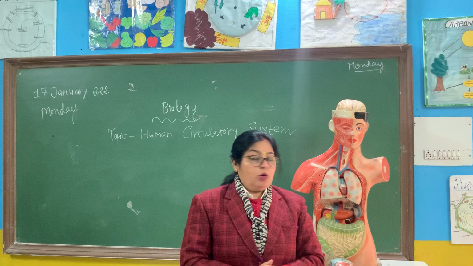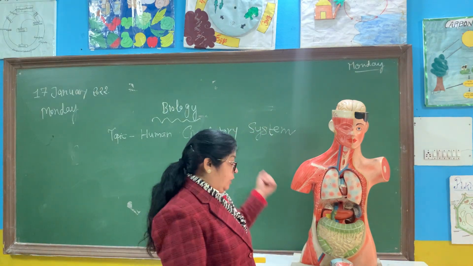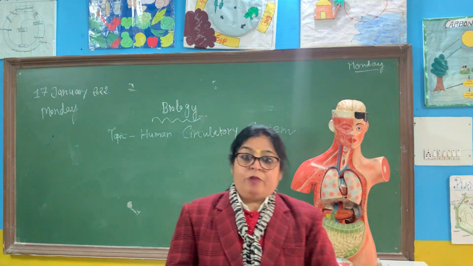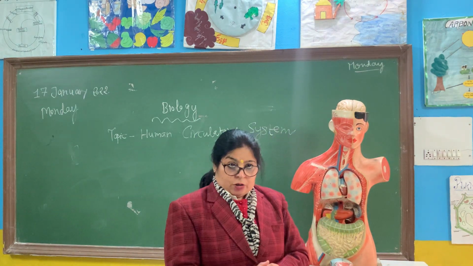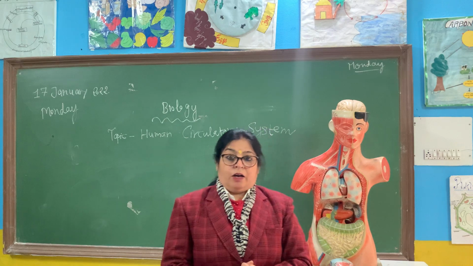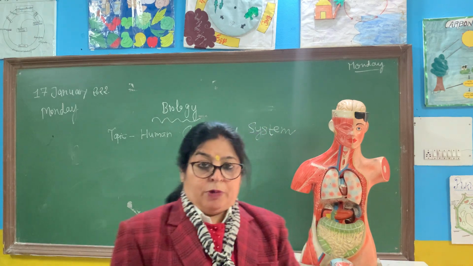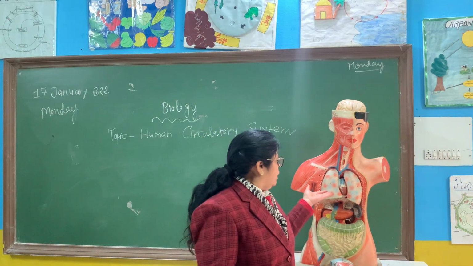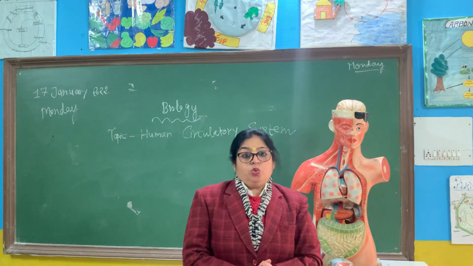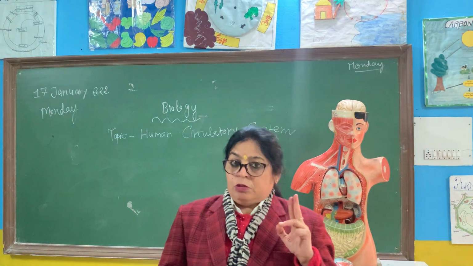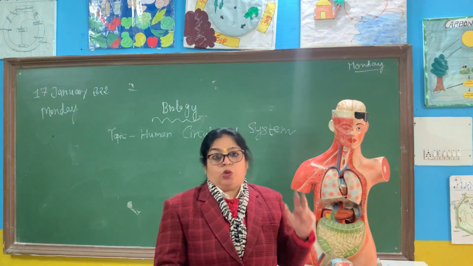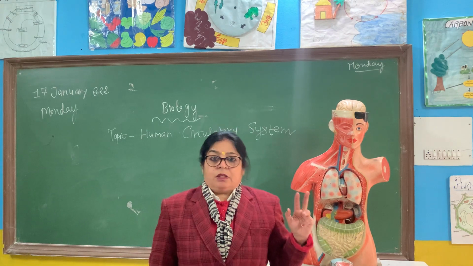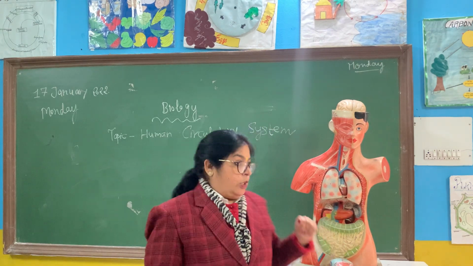So today we are going to start with the human circulatory system. As you all know, our body has a well-developed organ which is named the heart. It has four chambers. Before starting the working of the heart as well as the introduction of the heart, you all know there are two types of circulatory system: one is the closed and the second one is the open circulatory system.